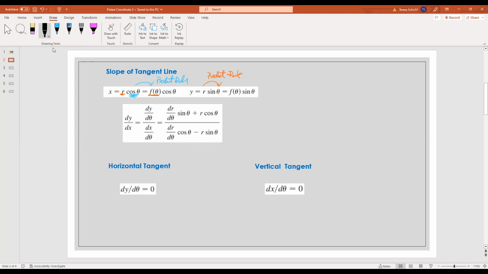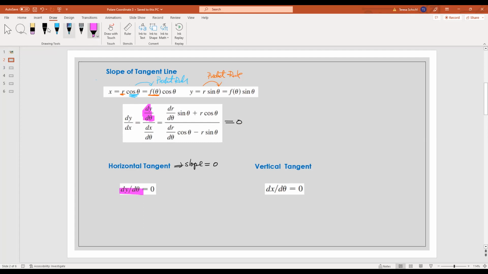And so also we know the horizontal tangent. What does horizontal tangent mean? That means the slope will be equal to 0, right? So I have a fraction dy/dx, and that means this fraction is going to equal 0. If a fraction equals 0, what happens? The numerator has to be equal to 0. That's why we have dy/d theta equal to 0.